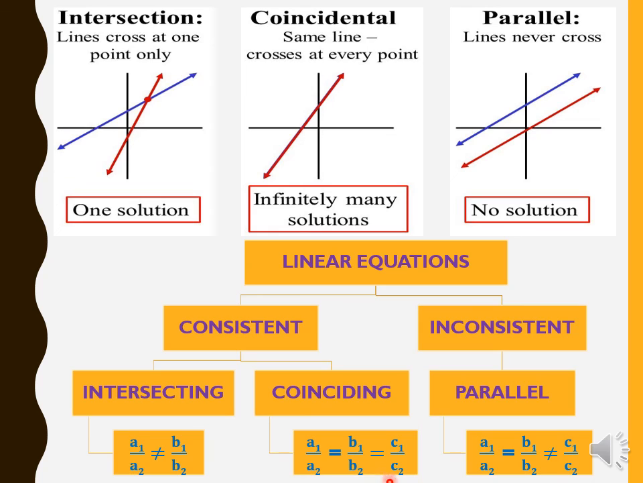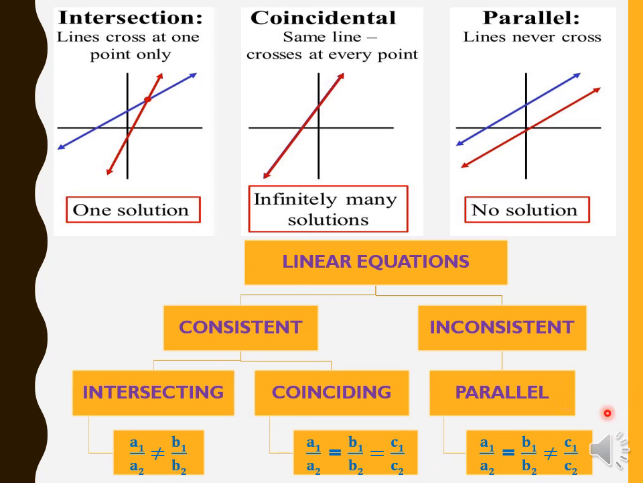If you take out the ratios a1 by a2, b1 by b2 and c1 by c2, and if it appears that all the ratios are equal, say for all of them the ratio is half, a1 by a2 is half, b1 by b2 is half and c1 by c2 is also half. In such cases, we can say that the linear equations are coinciding in nature, that is, they are consistent.